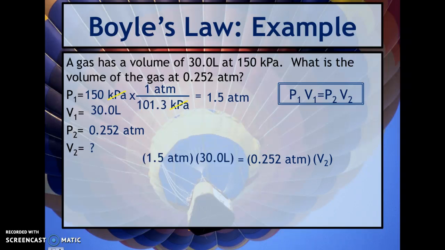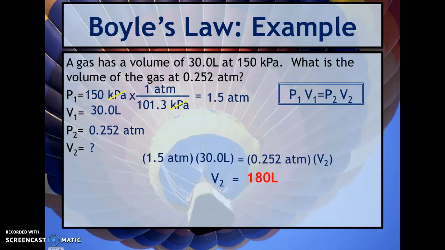All we need to do to solve now is to take 1.5 times 30 and divide by 0.252. When we do that, the atmospheres will cancel out, and we will be left with volume 2, which should be measured in liters. You can see algebraically that our volume 2 is 180 liters.